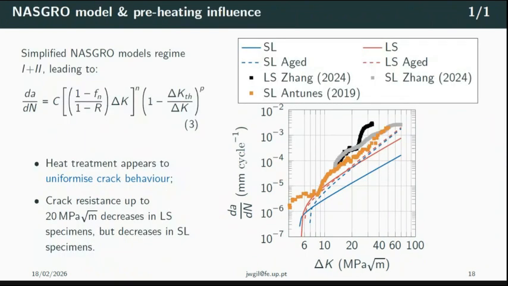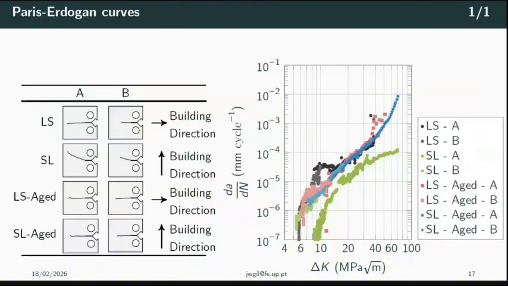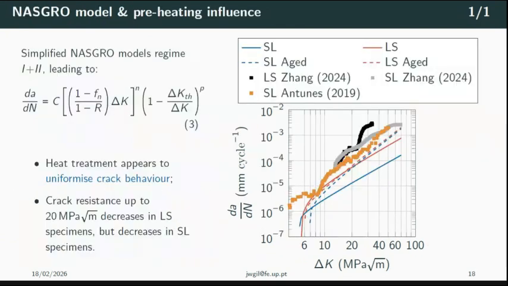Comparing to the literature and basically plotting the results as a simplified Nesbro model, we can see that aging had this homogenizing effect. So if we go back to the first slide, there is considerable difference between SL and LS tests. After aging, basically all of the results kind of collapse together and are basically in line with the literature on DED crack propagation tests.